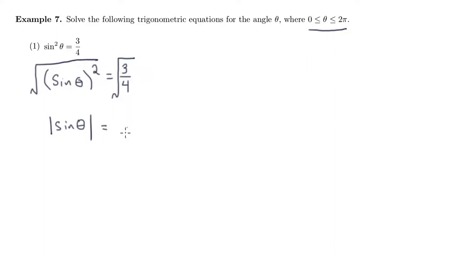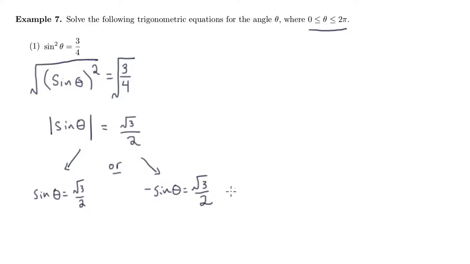The square root of 3 over 4 is really just the square root of 3 over the square root of 4, using properties of exponentials, and the square root of 4 is 2. And now remember, with absolute value, I have to think about two cases. Either sine theta is square root of 3 over 2, or negative sine theta is square root of 3 over 2.